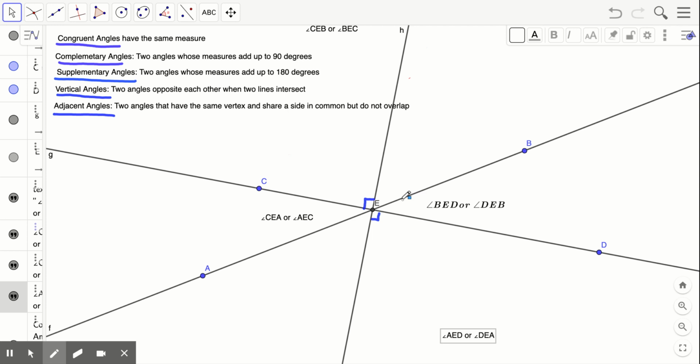It might ask you, what angle is complementary to BED? So I need an angle that when I add it to the measure of BED is 90. Well, I don't know what the measure of BED is, but I do know that this angle and this angle together add up to 90 because that's a right angle. So I would say that this angle here is complementary to BED because those two angles form a right angle.